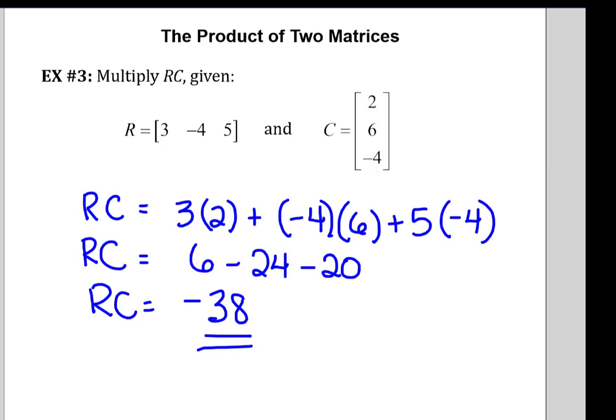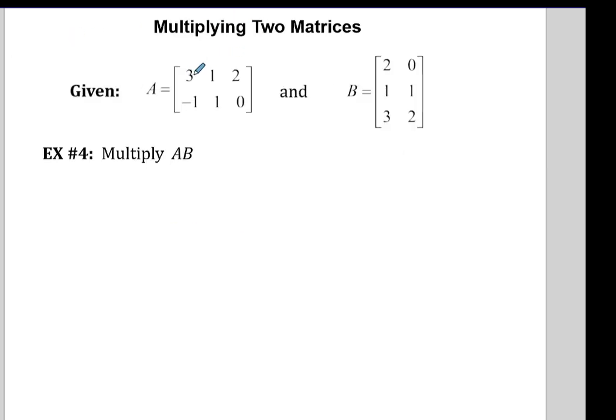Now, when that gets a little more complicated and we have 2 rows by 3 columns, so we've got a 2 by 3 matrix, and we're going to multiply that by a 3-row, 2-column matrix.